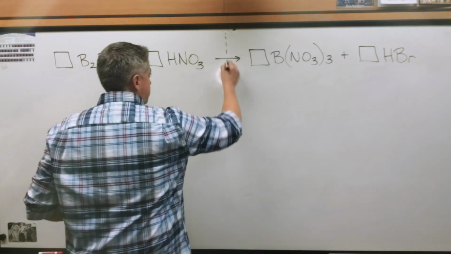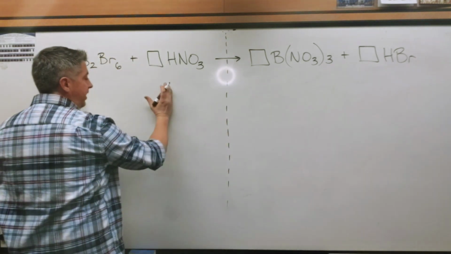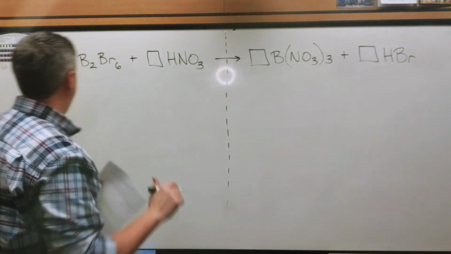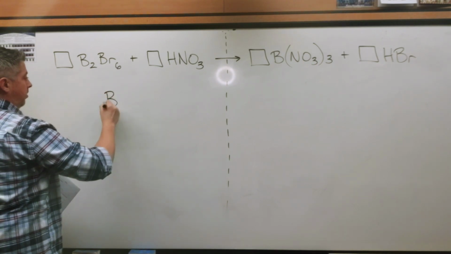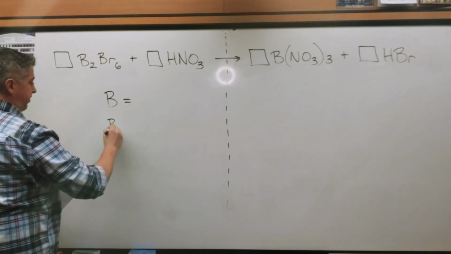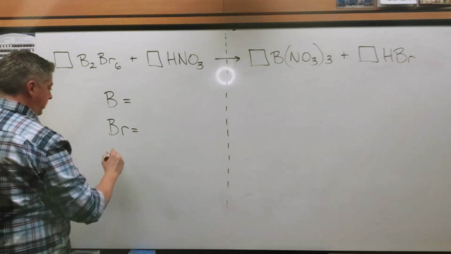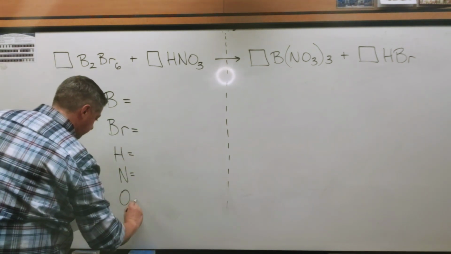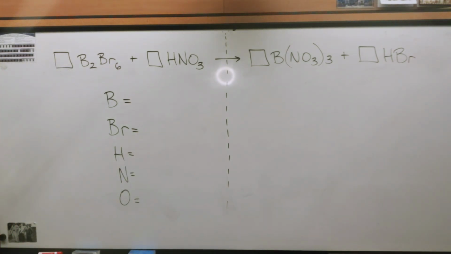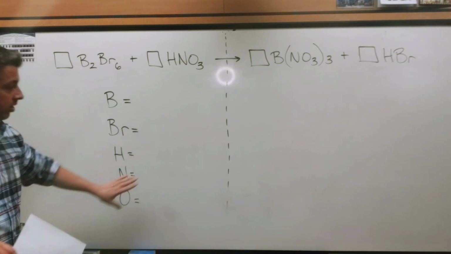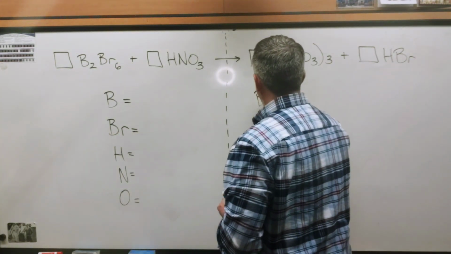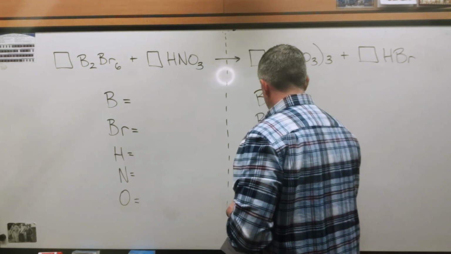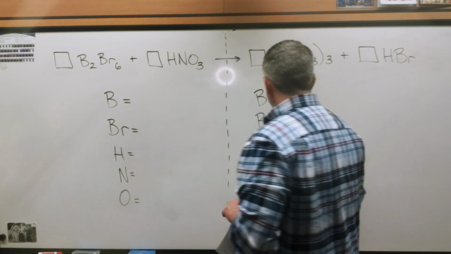First things first, put a dashed line right here, separating our ingredients from our final product. Our reactants, our products. Let's take inventory. We have B for boron, Br for bromine, H for hydrogen, N for nitrogen, O for oxygen. Let me make sure everything comes out on camera. Yep. And now I'm going to copy this down to this side. B, Br, H, N, and O.